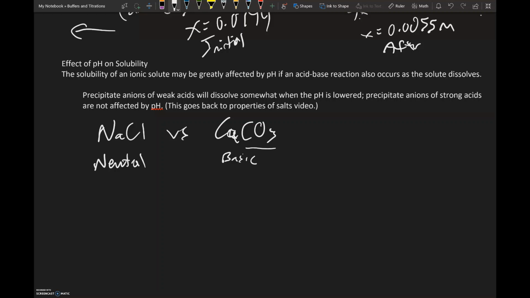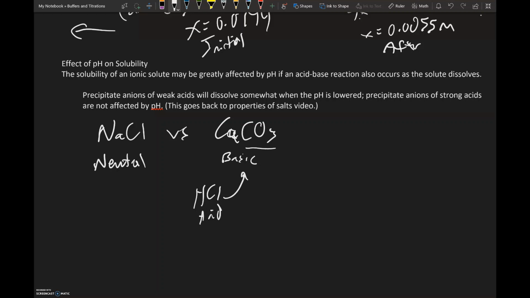So if we were to put an acid or a base into sodium chloride, it would not change its concentration because it's neutral as a salt. However, if we take calcium carbonate and add HCl or NaOH, the NaOH won't have an effect because it's a basic compound, so bases aren't going to react with bases. But if you add HCl into a solution that has calcium carbonate, HCl being an acid will neutralize the base and it'll form a solution composed of water and a salt.